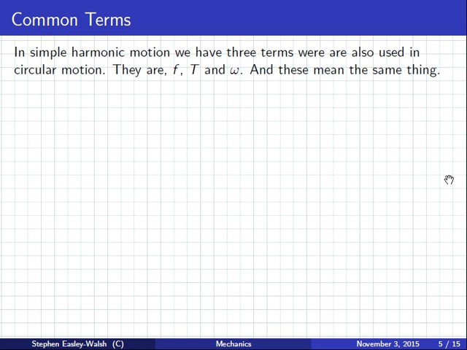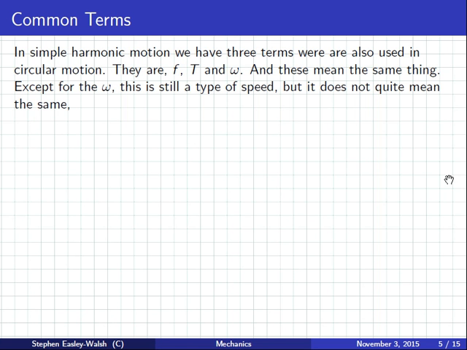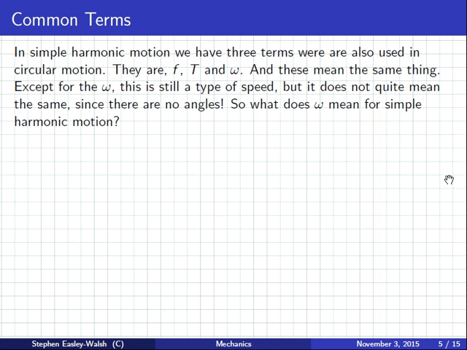And these mean the same thing, except for the omega. Because in the circular motion, the omega was for the angle as it moves. But here, where's the angle? There's no angle, it's just moving up and down. So it has a different meaning for this motion. Okay. Still a type of speed, but it doesn't mean the same thing. There are no angles.